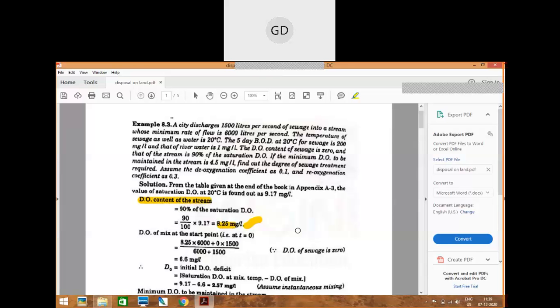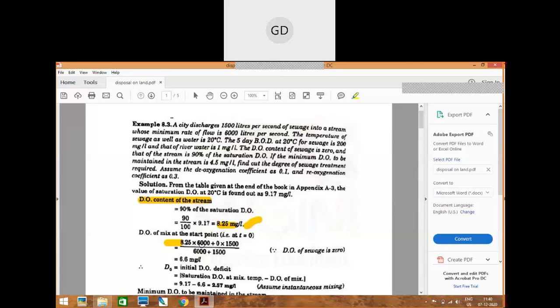Now we will find out the DO content at the starting point, when there is no discharge of the sewage, when T is equal to 0. So we will find out the DO of the mix at the start point. The formula we have just done is CS QS plus CR QR divided by QS plus QR. The same formula you will use, and the values are already mentioned in the question.